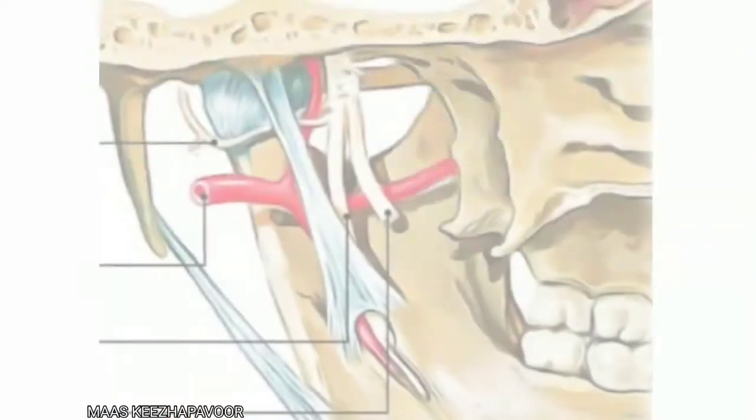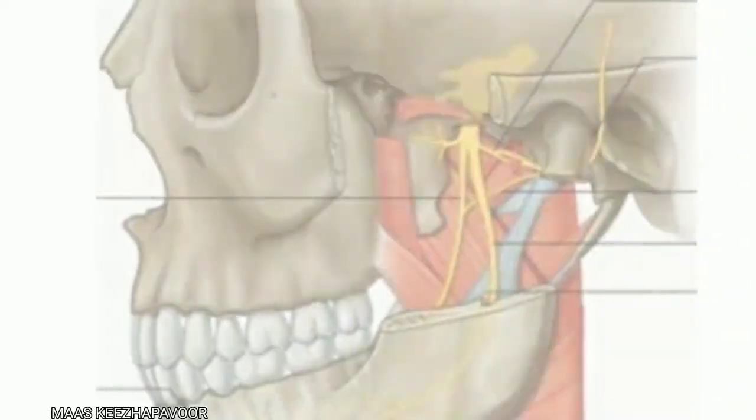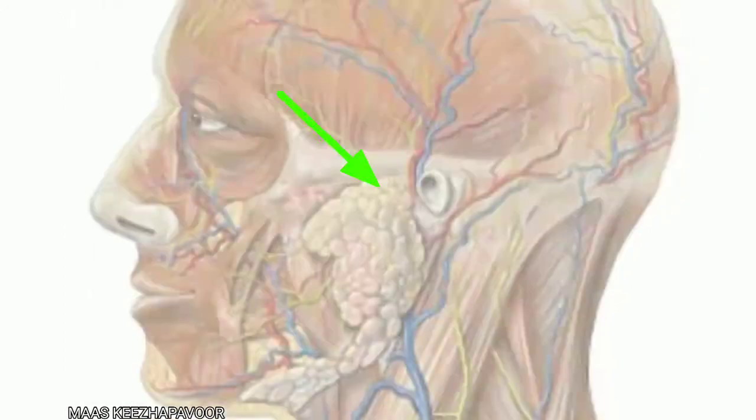Then it runs between sphenomandibular ligament and neck of mandible. Hope you remember the neck of mandible, which is related medially to two structures, the auriculotemporal nerve above and maxillary artery below. Then the nerve passes behind the temporomandibular joint near the upper part of parotid gland.